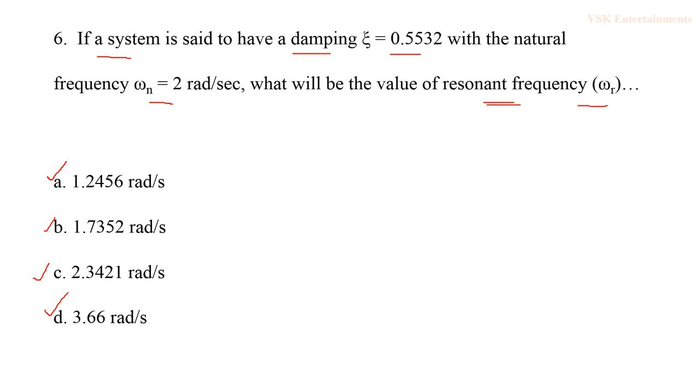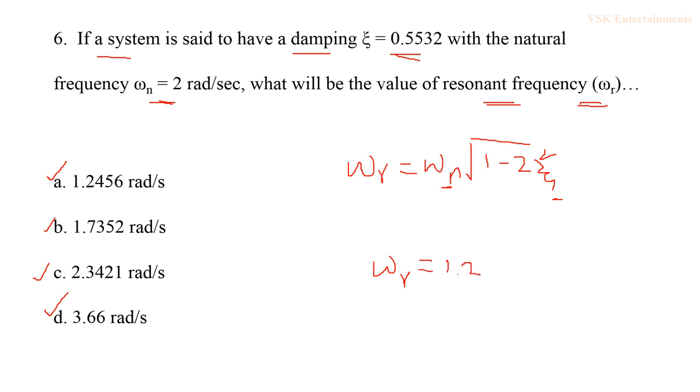If we know the resonant frequency formula, then this bit is very simple. The formula for resonant frequency omega r is equal to omega n into square root of 1 minus 2 zeta square. This is the formula for resonant frequency in frequency response. Here omega n is the natural frequency and zeta is the damping factor. We know these two values. Omega n value is 2 and zeta value is 0.5532. Substitute those two values and calculate. Then we get resonant frequency omega r equal to 1.2456 radian per second. That is option A, the right answer for this bit.